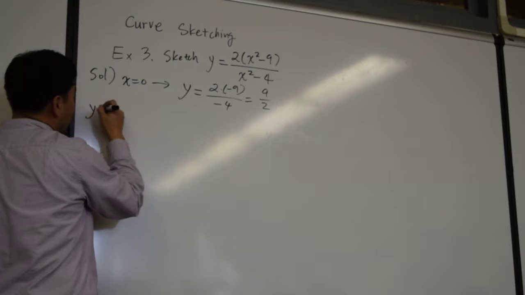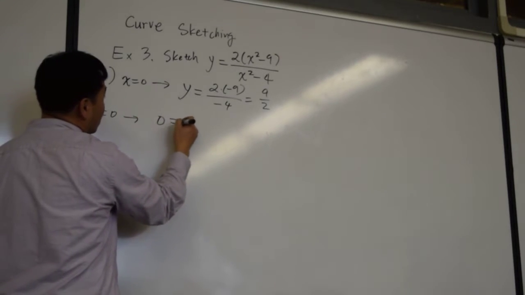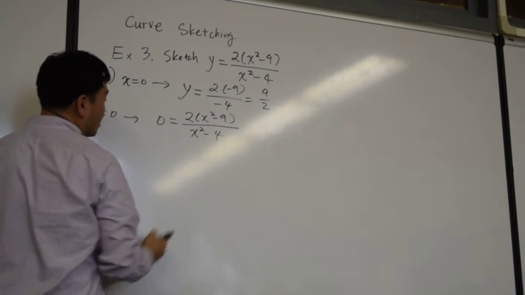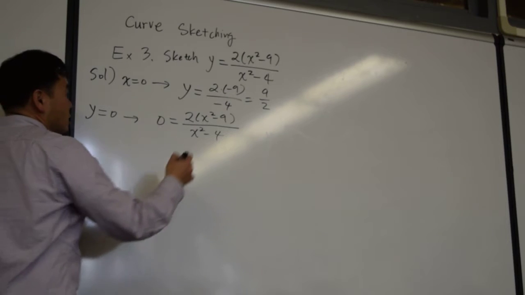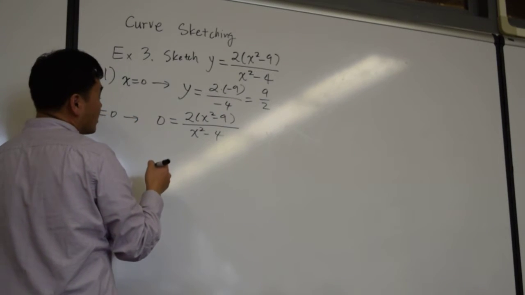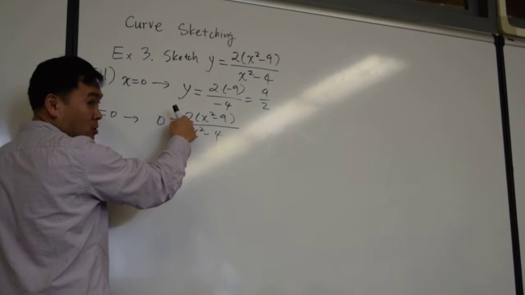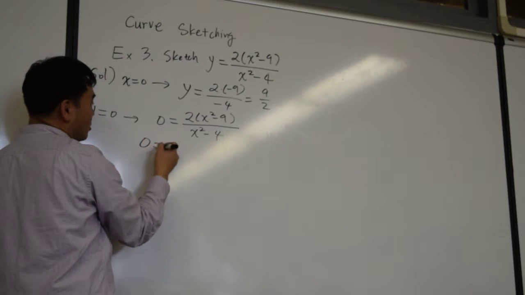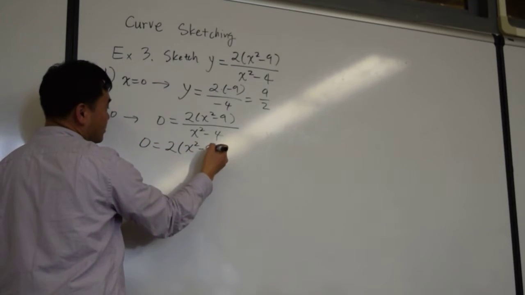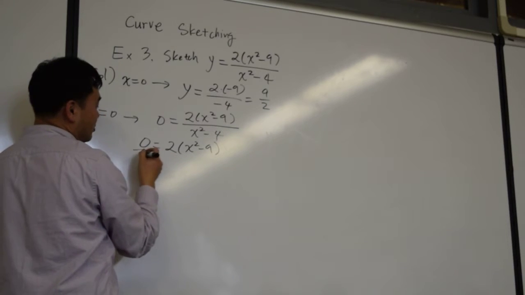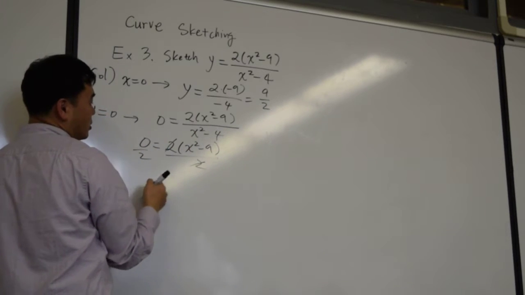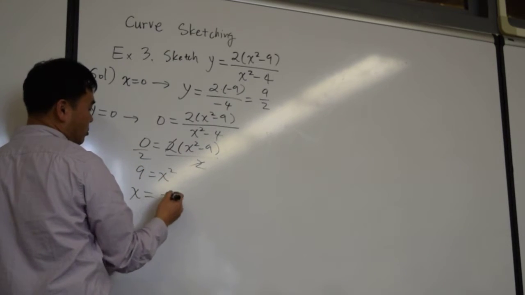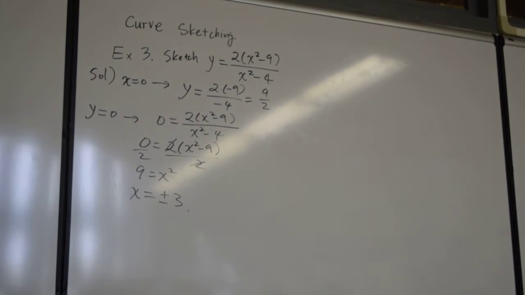Now what would you get if you set y as 0? That is 0 equals 2 times (x squared minus 9) over (x squared minus 4). For a fraction to become 0, its numerator has to be 0. Okay? If the numerator is non-zero, then there's no way a fraction can be equal to 0. So you can just say 0 is the numerator, and you can divide both sides by 2, and then move the 9 to this side, and you get x squared equals 9, x equals plus minus 3. So you have 2 x-intercepts that way.